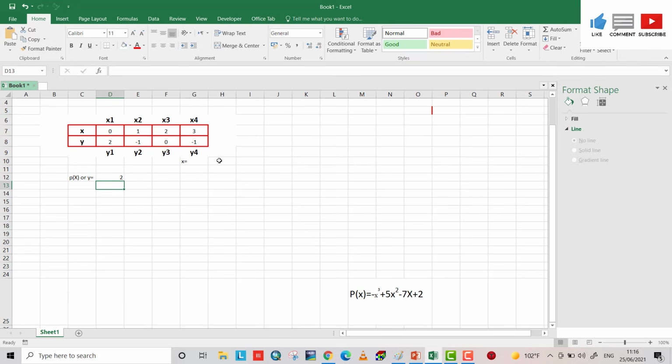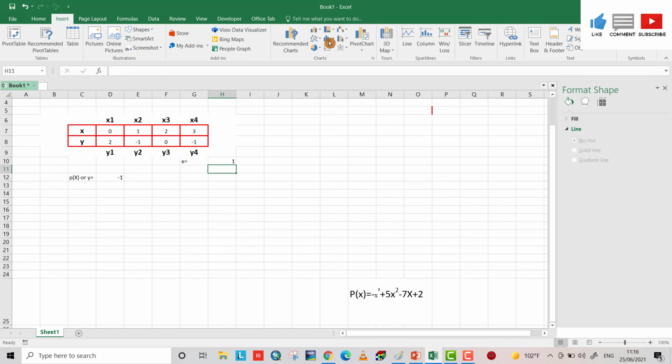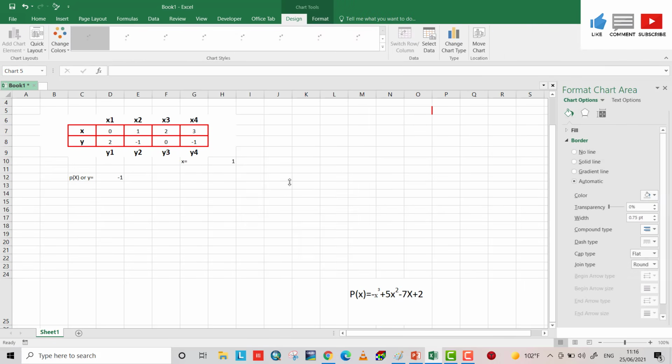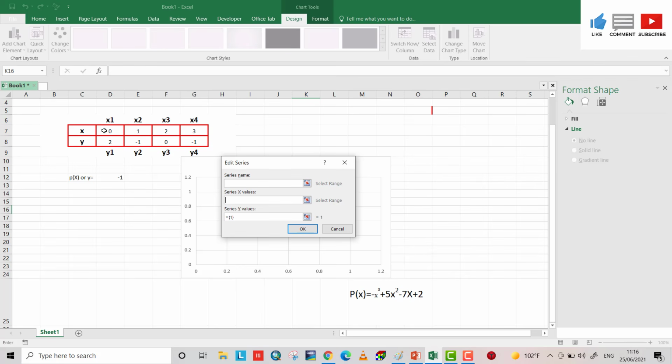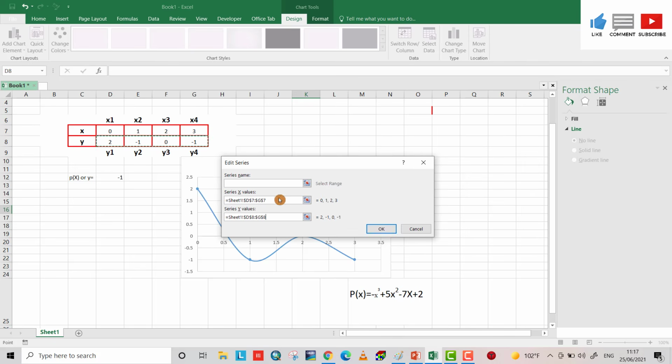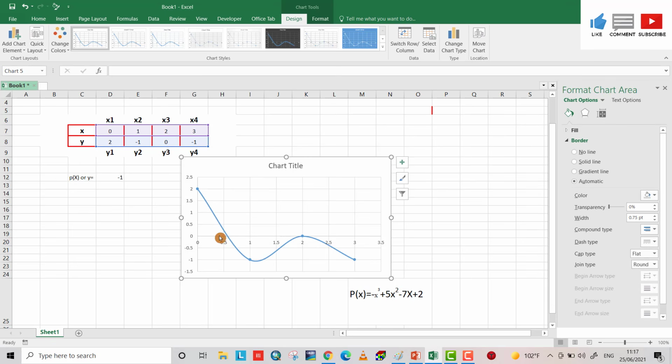Okay, the input is just the x values. If we input 0, the result will be 2. It is the same. And if we put 1, it's minus 1. You see, we fitted the function to the points. It is good. And also by plotting: insert plot, x, select data, add. That is the value for x, and put the value for y. That is the curve which we have.